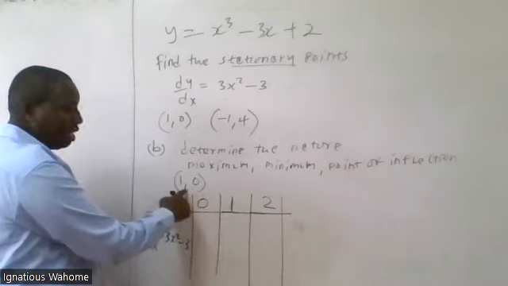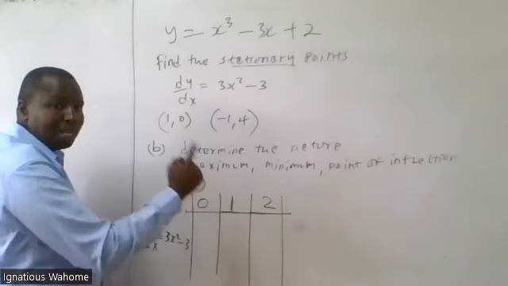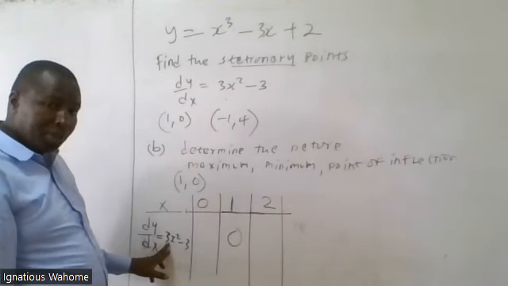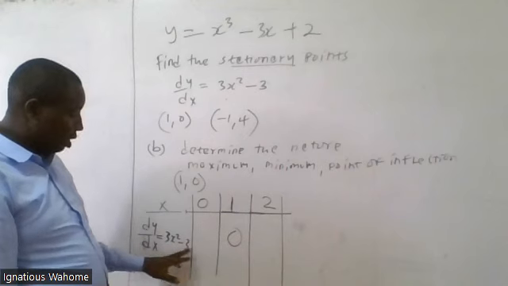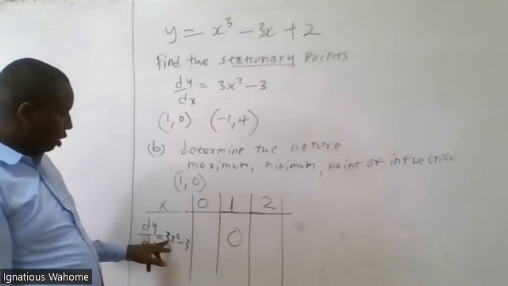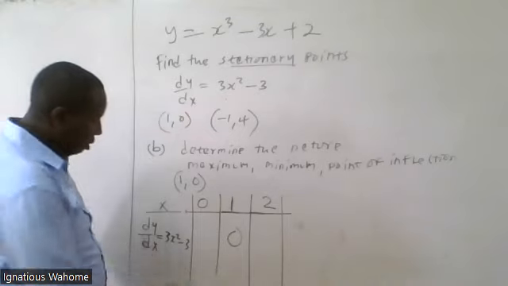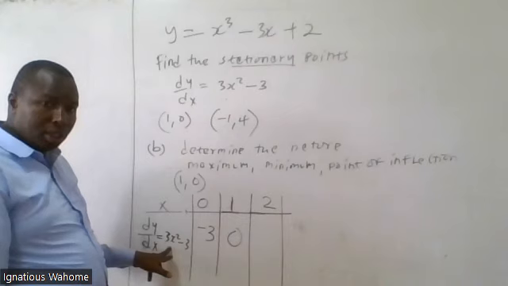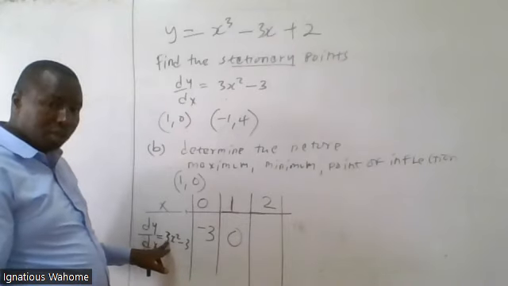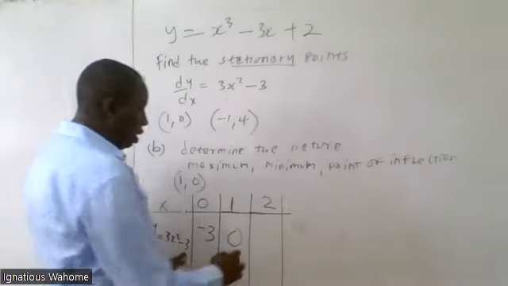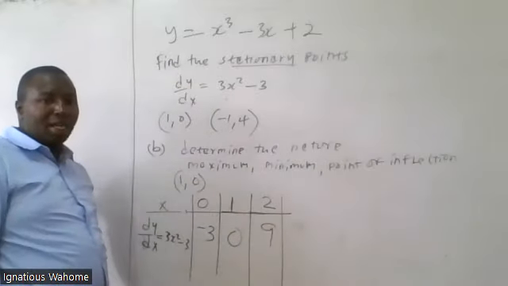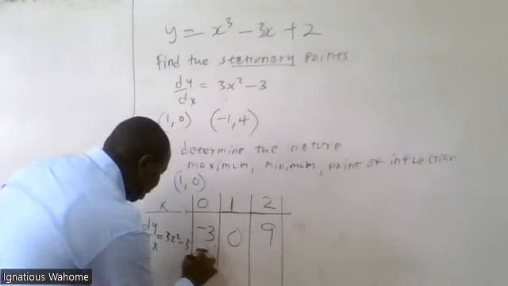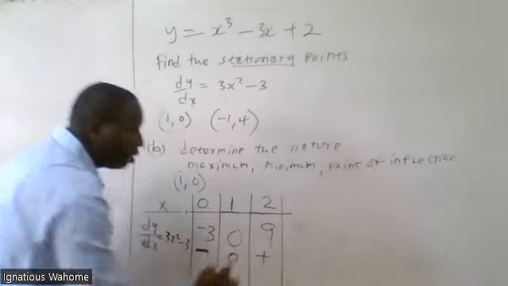If you substitute 1, the one given here, dy/dx must be equal to 0. You can try: 3 times 1 squared is 3, minus 3 is 0. That's okay. For 0: 3 times 0 squared is 0, minus 3, gives minus 3. For 2: 2 squared is 4, times 3 is 12, minus 3, that's 9. When you get that, using the first derivative, the values are negative, 0, and then positive.